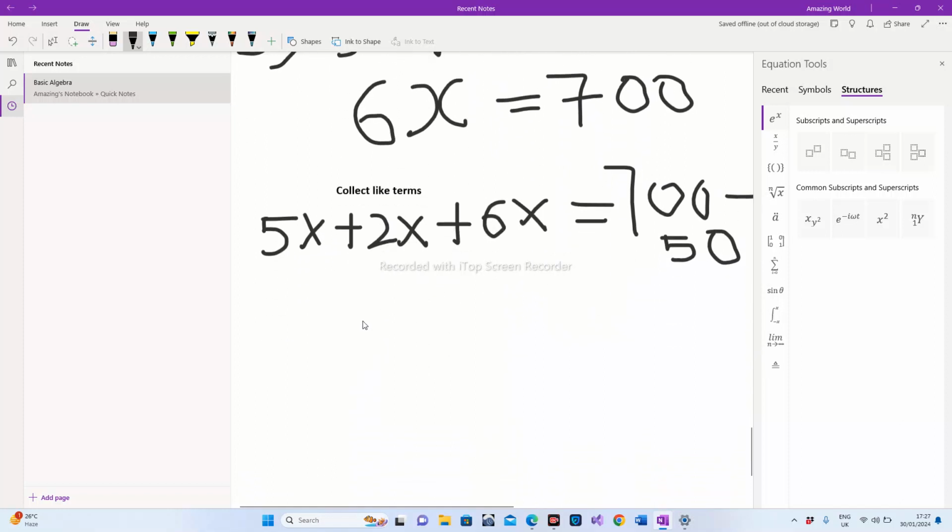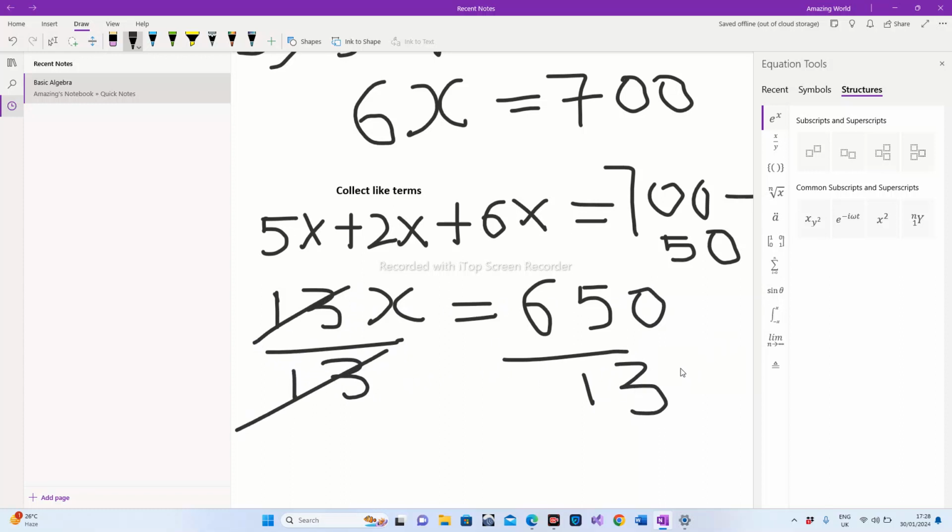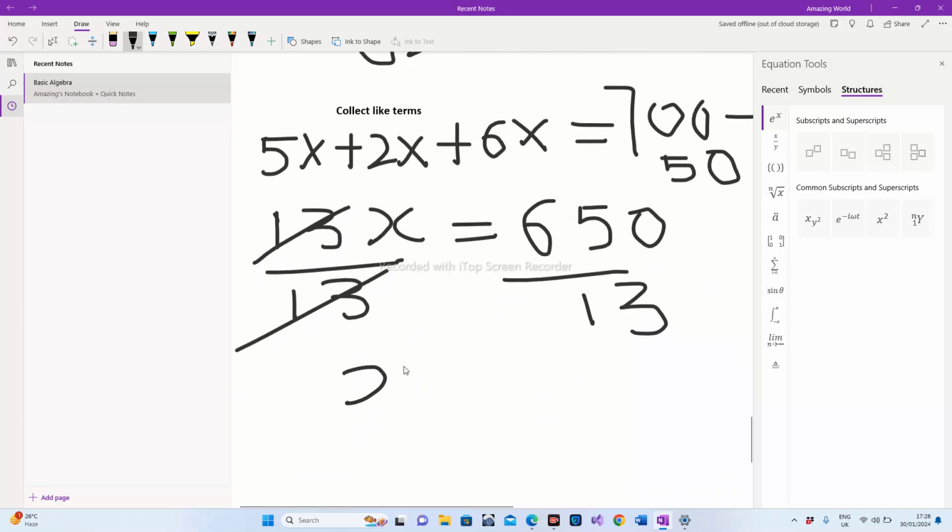Remember, we are collecting like terms. When we add 5x to 2x, that will give us 7x, plus an additional 6x, we have a total of 13x. And when we have 700 minus 50, that will give us 650. If you've been following my previous lesson, then what I am doing here should not be rocket science. We are simply dividing both sides by the coefficient of x.